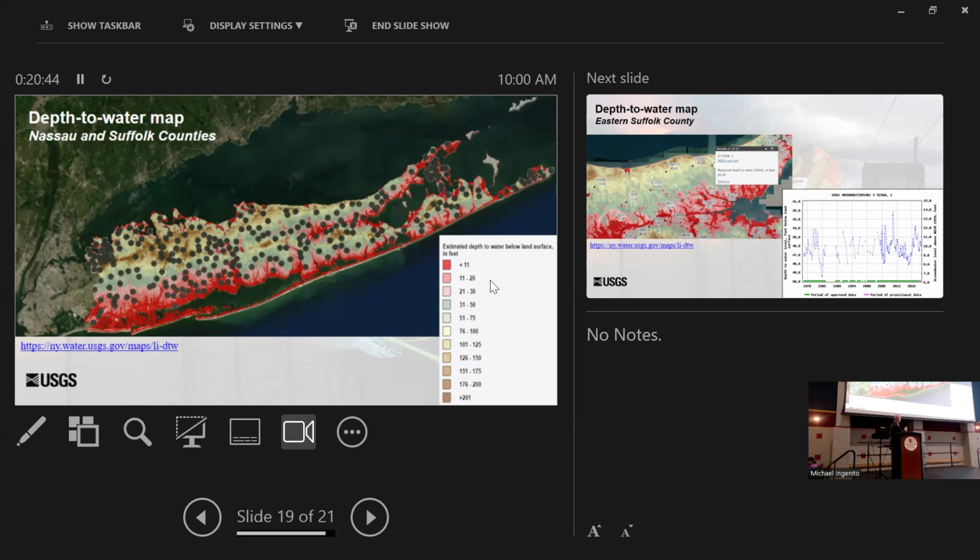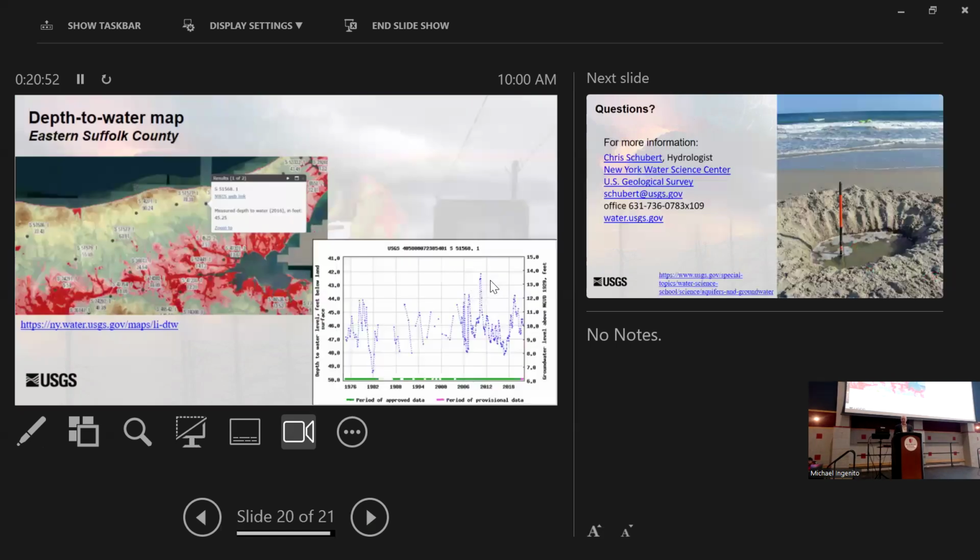What you can do is you can click on these maps. It's an interactive mapper. You can click on either the dots or the background. If you click on the background, you get an estimate of the depth to water at that location. So the difference between land surface elevation and the top of the water table. If you click on one of the dots, you'll actually pull up the record for the monitoring well used in the depiction, and you could see the period of record for it.